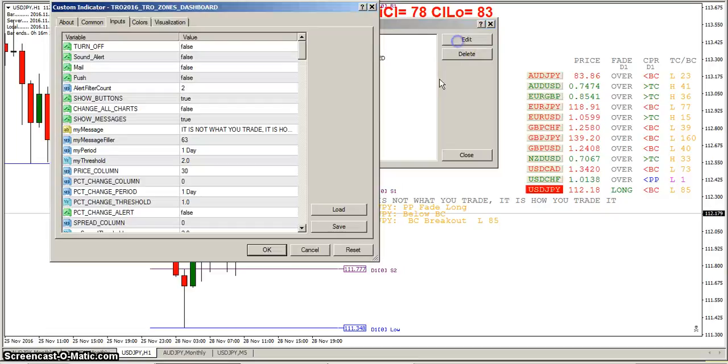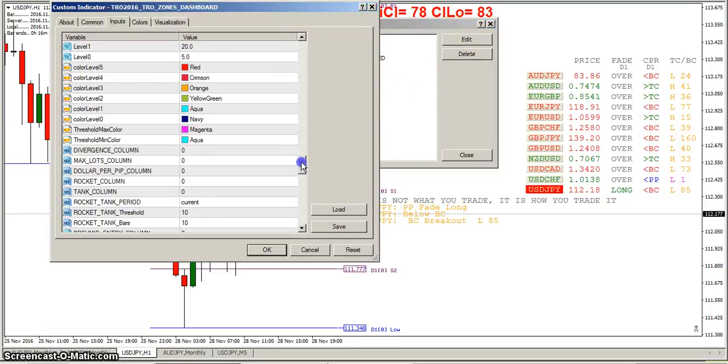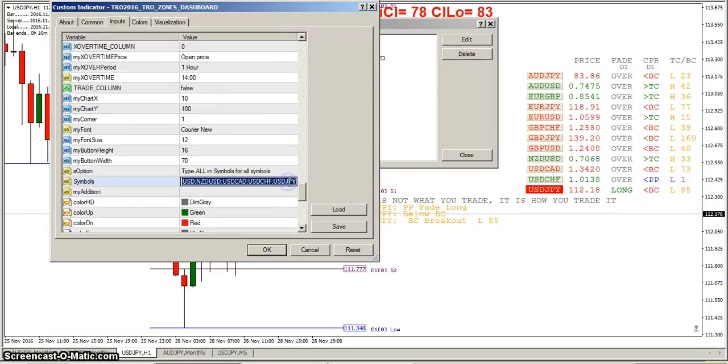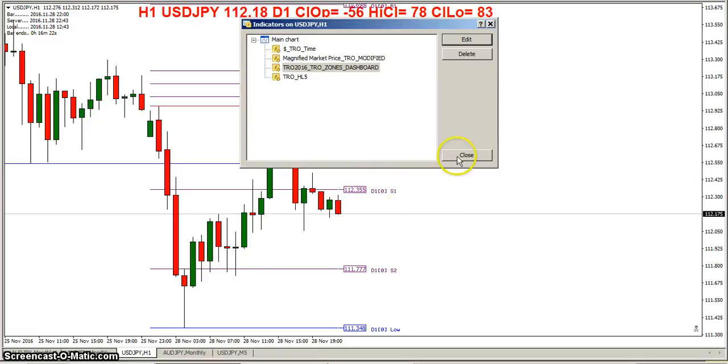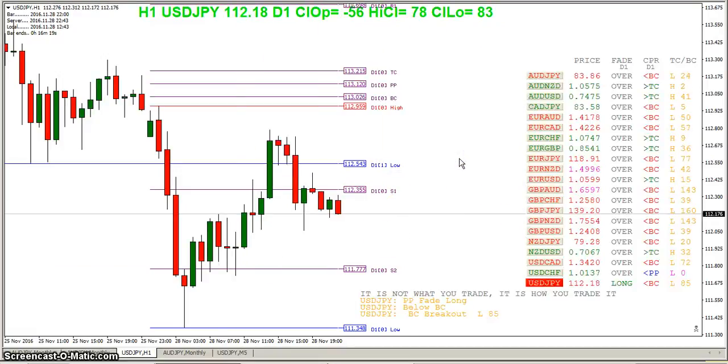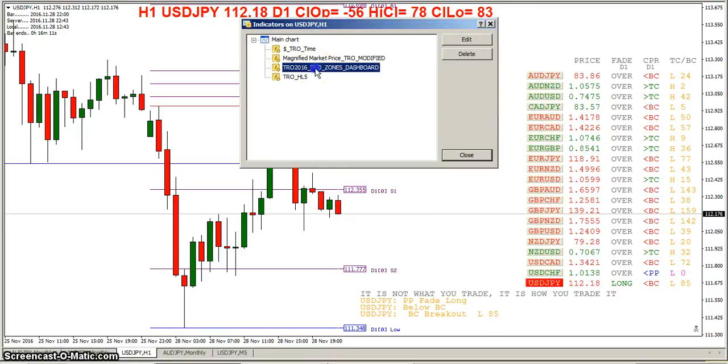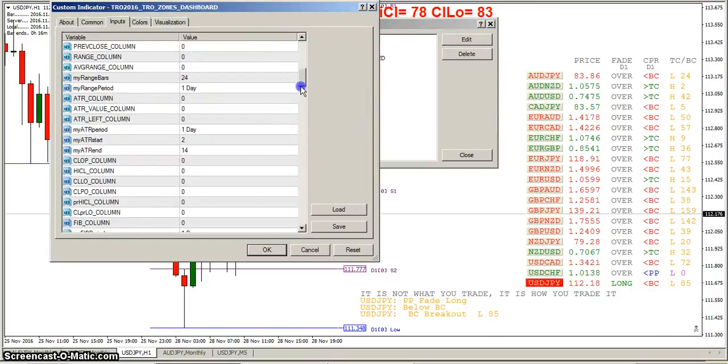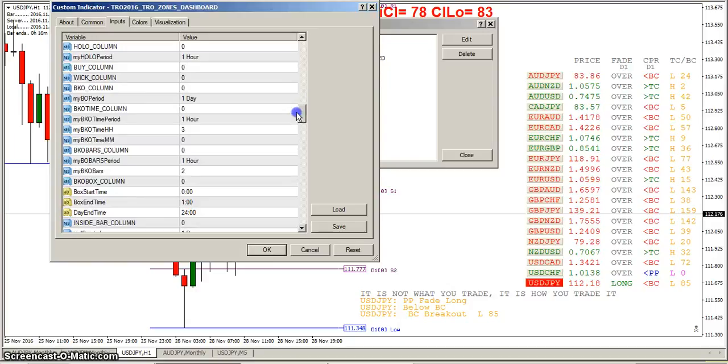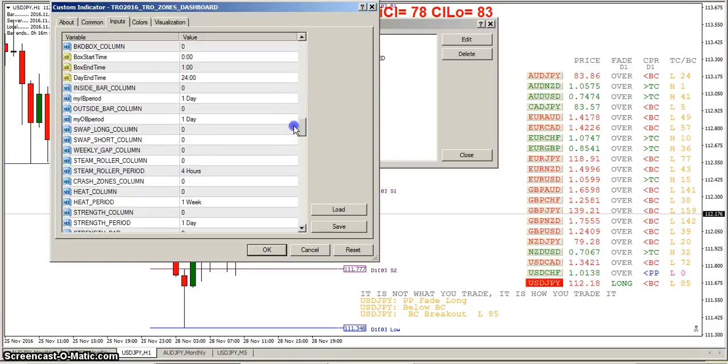Let's go back here to the dashboard, and let's just look at all of the pairs, because there might be some other action to show. Nope, that's the only one. Everything else is over. Okay, let's see what other columns I've added and changed here.